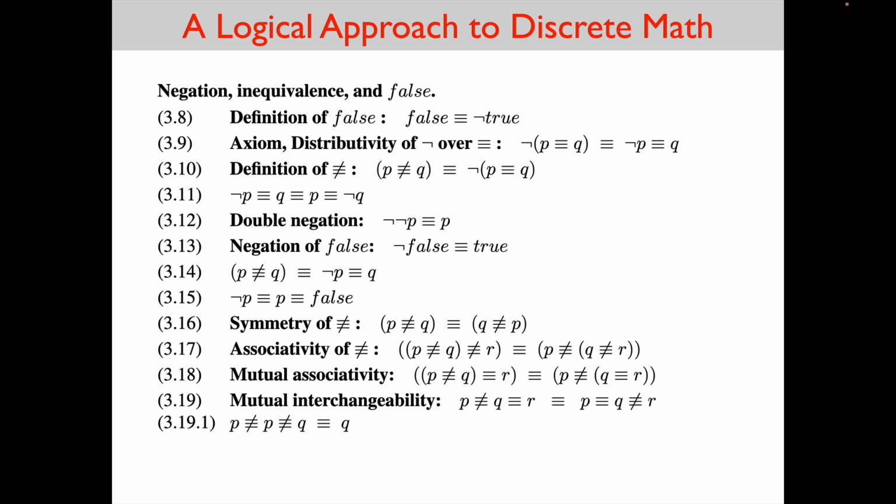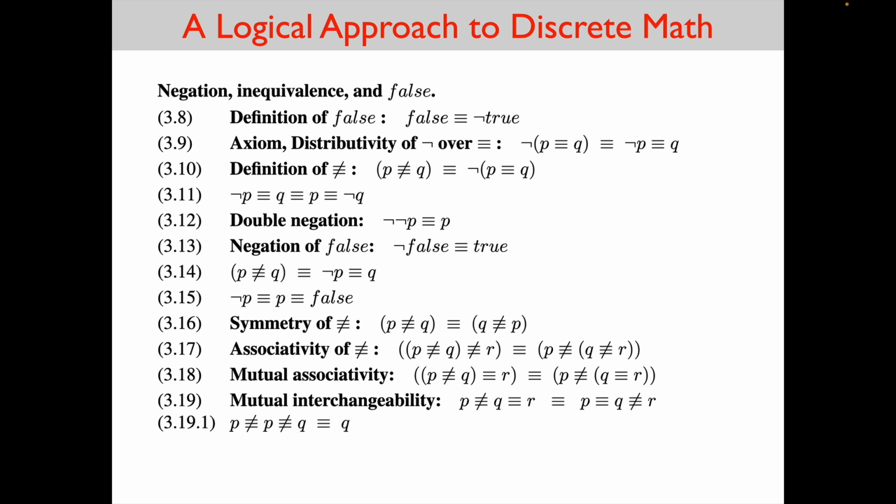This is an interesting one. If you have a negation in front of parentheses with P equivales Q, that negation goes to the first one. It doesn't go to the second one also. It only distributes that way: you can get rid of the parentheses by having that negation go to the first variable in the expression P equivales Q. And again, this is an axiom, so it's not proved, it's assumed.